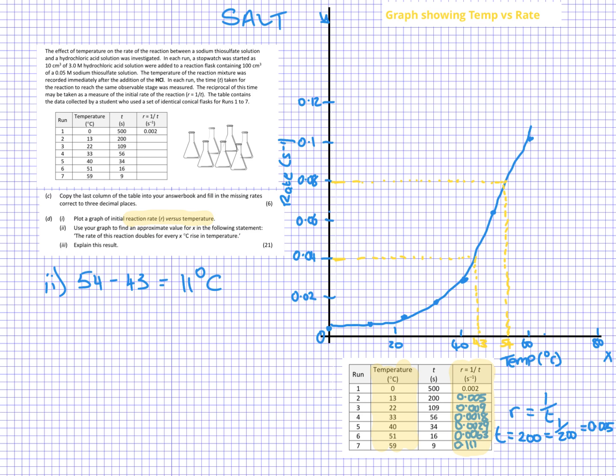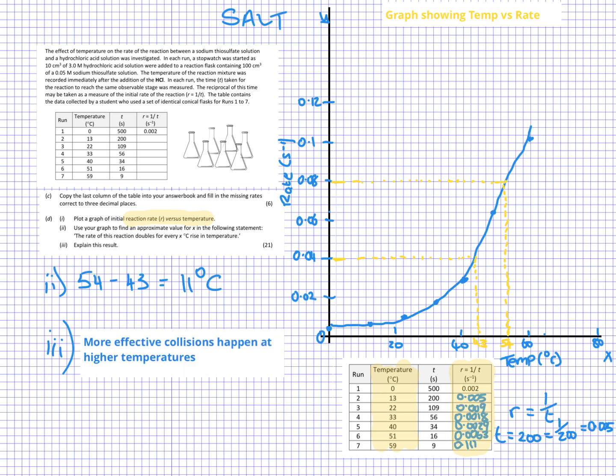So the last part then of part D is D part 3. And this says to explain your results. So basically they're asking you, why does the rate of reaction double when the temperature increases? And that is because more effective collisions happen at higher temperatures. And that simply means that more particles are reaching their activation energy for collisions to occur.